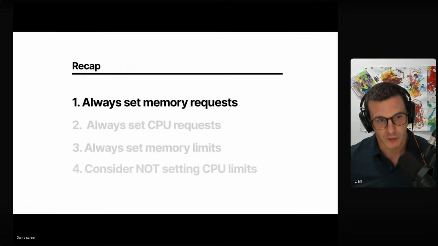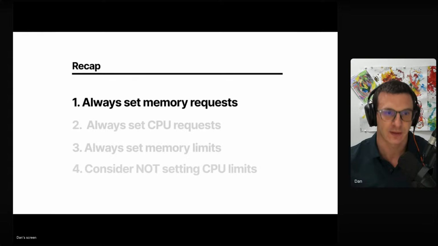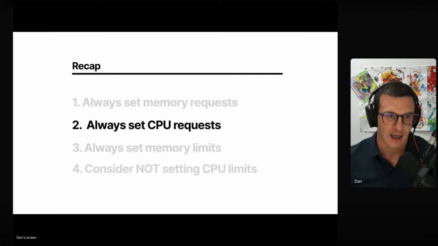So what we do generally is we always set memory limits. We always set memory requests. So we basically say, what is the minimum amount of memory that this process is going to have? We always set the CPU requests. So we basically say what is the minimum amount of CPU that I need to assign to this container.